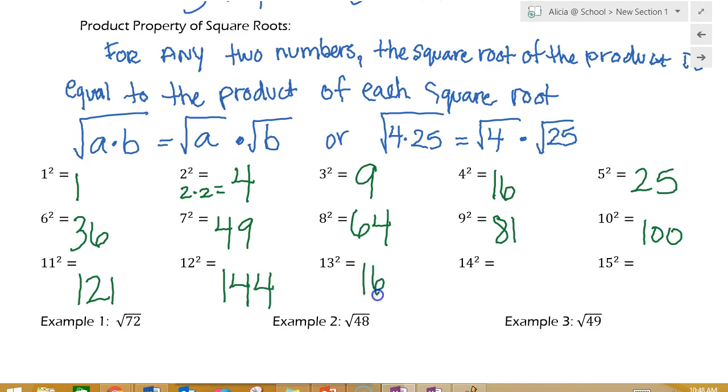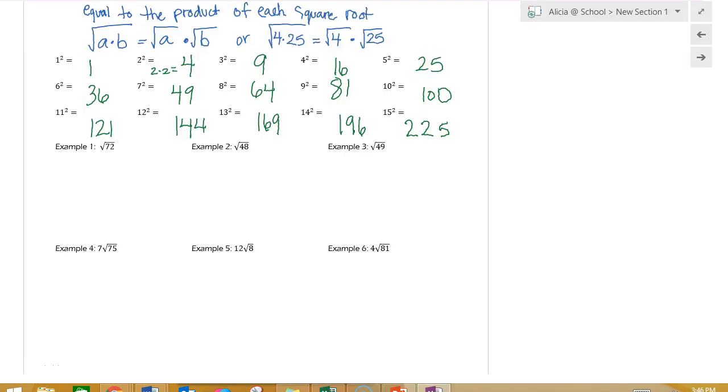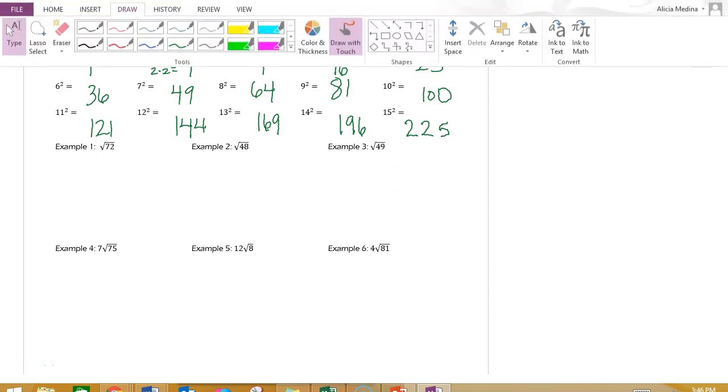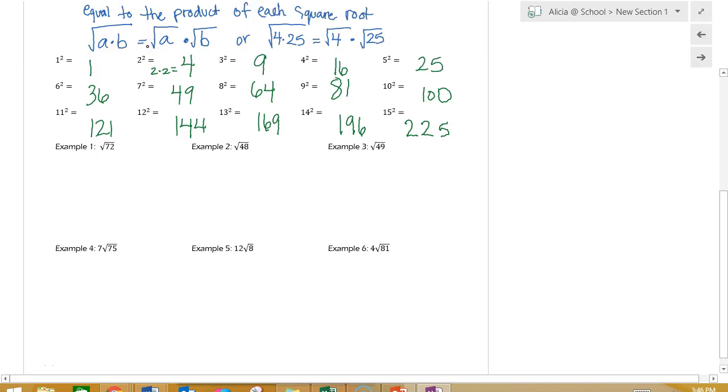13 squared, 169, 14 squared, 196, and 15 squared is 225. So yes, you'll always have your calculator available, but it's best to know at least the perfect squares 1 through 15 because it's going to make it a lot easier when we start solving these. Now would be a good time to ask your teacher for the multiplication table, because we're going to be using that to help us with this section and the rest of Target C.